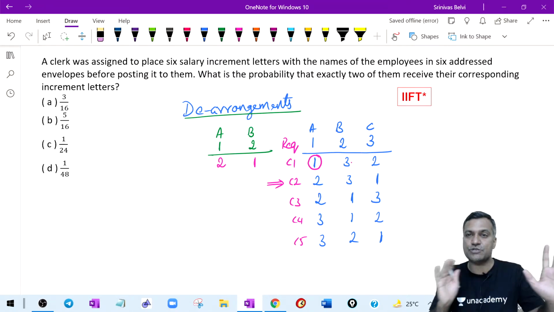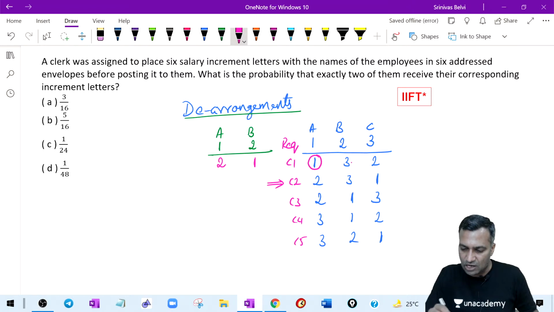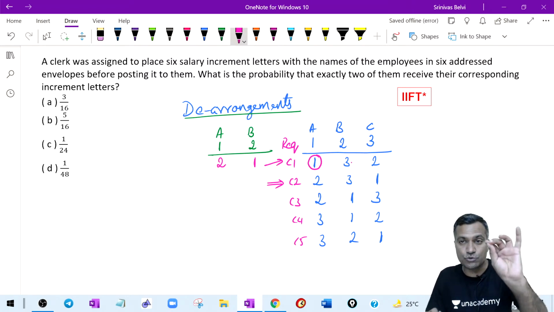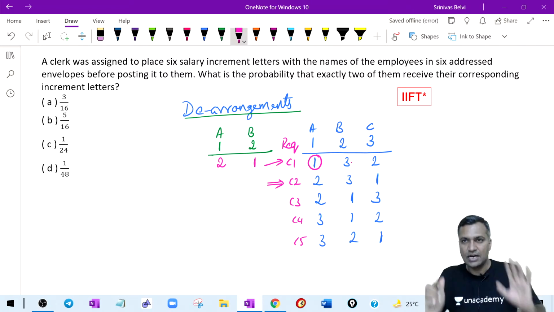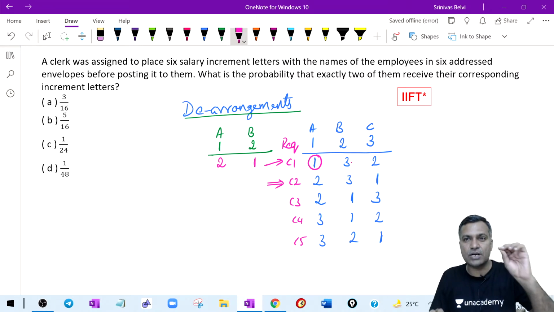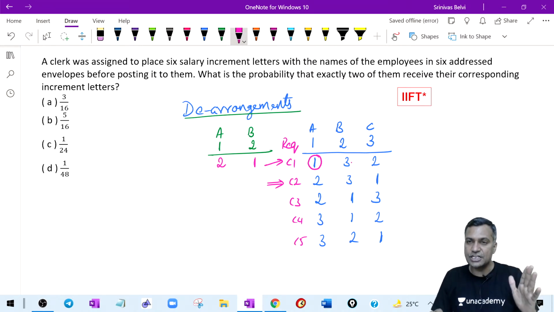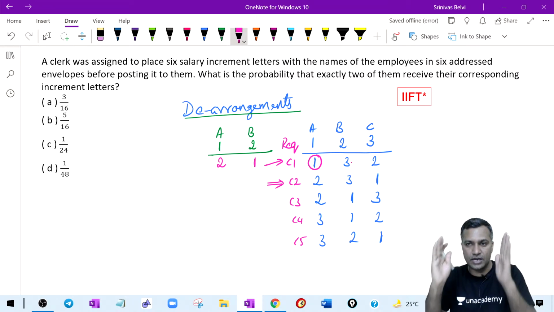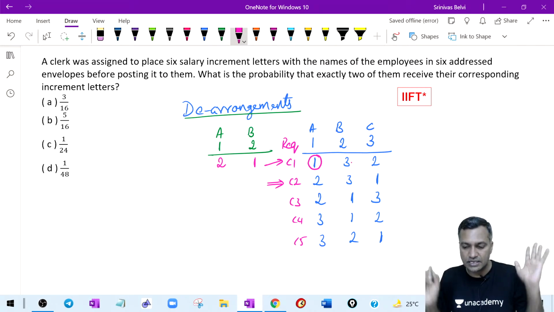This is called derangement. Derangement and rearrangement are different. Case 1 can be some rearrangement. It comes under rearrangement, but it is not a part of derangement. Derangement means none of the envelopes get the rightly designated money. That is called the derangement.